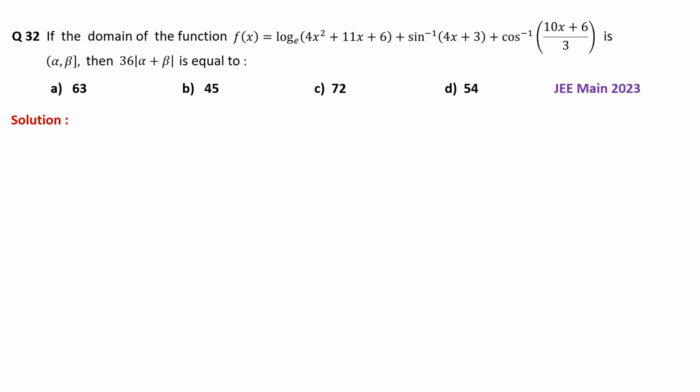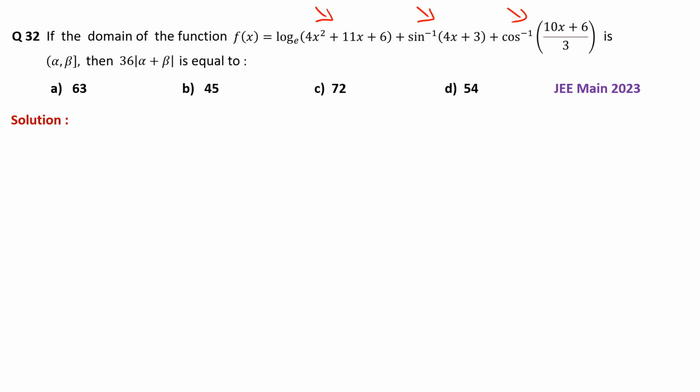Now we know that whenever two or more than two functions are being added up to form another function and we have to find the domain of the final function, then to find the domain of the final function we have to find the intersection of the domains of all individual functions. That means to find the domain of fx, I need to find the domain of log of 4x square plus 11x plus 6, domain of sine inverse of 4x plus 3, and similarly domain of cos inverse of 10x plus 6 by 3. And then I will find their intersection.